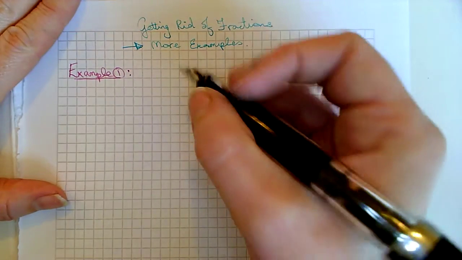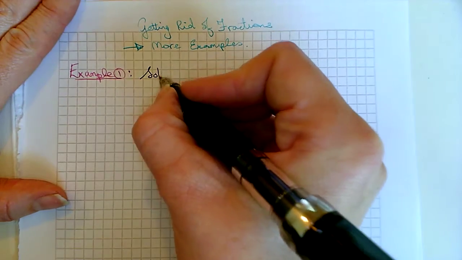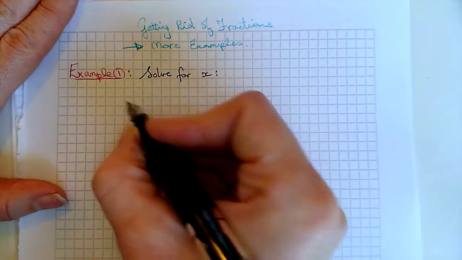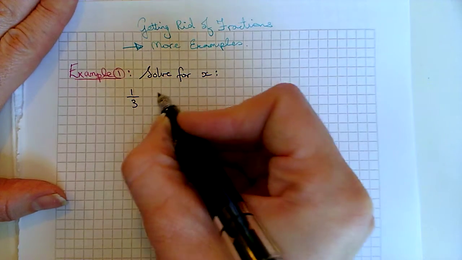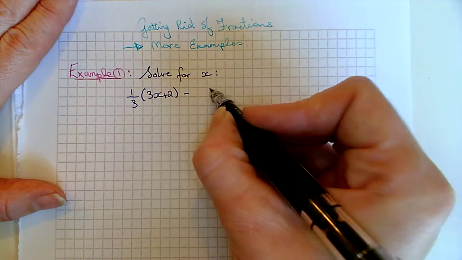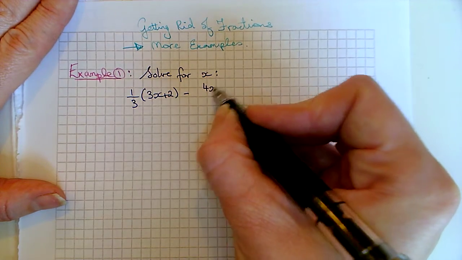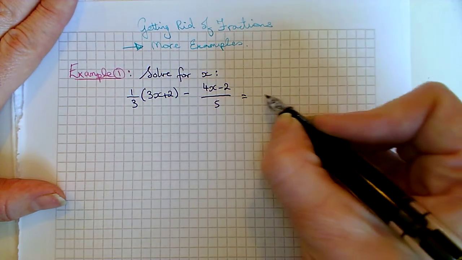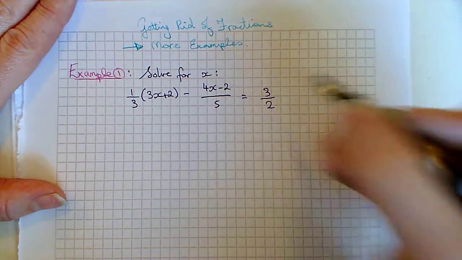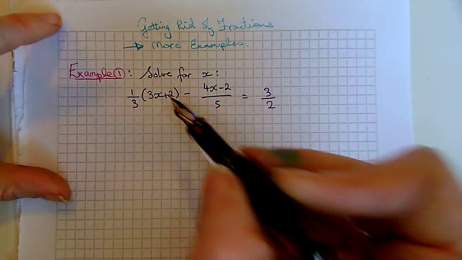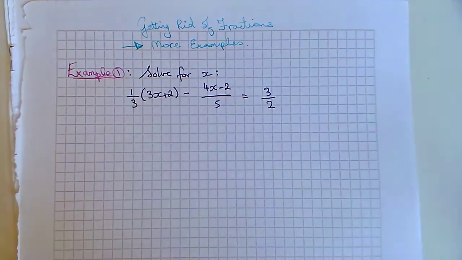So the first example here is to solve for x. That means find the value of x if I have 1/3 bracket 3x plus 2 minus 4x minus 2 over 5 equal to 3 over 2. Okay, the first thing I want to do is to change this into a single fraction.